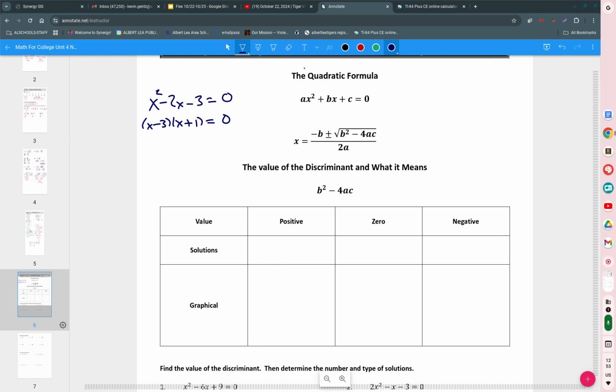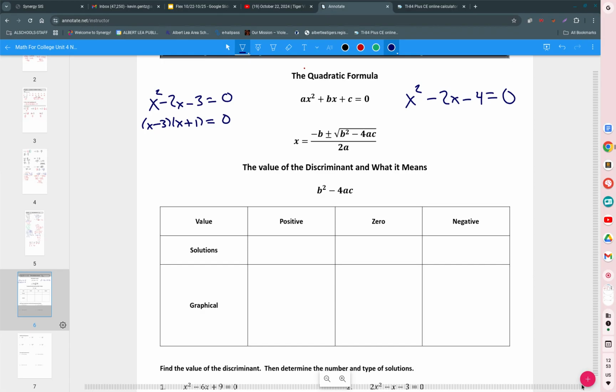What if the problem was different? What if the problem was x squared minus 2x minus 4 is equal to 0? That doesn't exactly produce the solutions that you want, does it? That's a whole different scenario. So this one doesn't factor, and so we resort to using the quadratic formula.